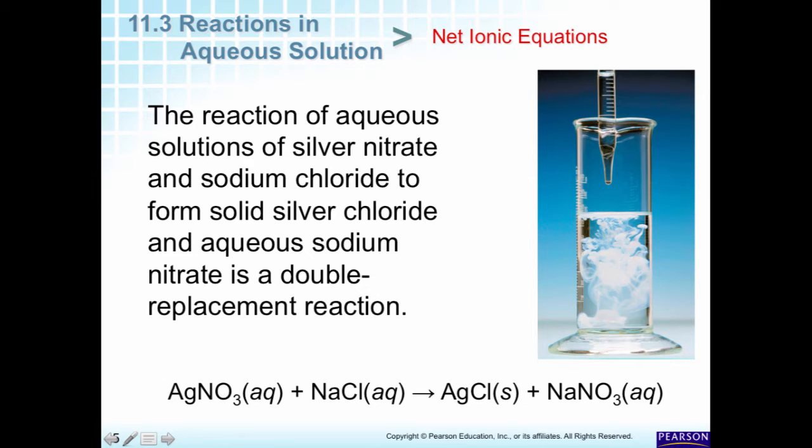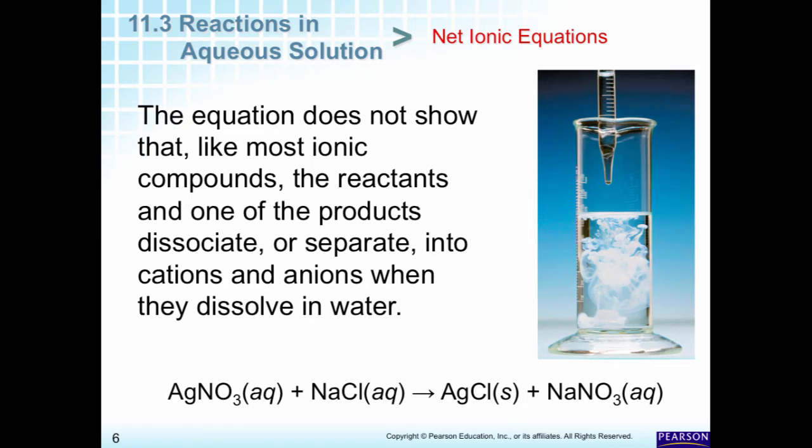So these are two solutions. When you mix them together, you end up getting silver chloride. Notice sodium nitrate is aqueous. This means sodium and nitrate ions are still swimming around in the beaker. Sodium was swimming around and nitrate was swimming around in the other two beakers, so these have not changed. The only things that have changed are the silver and the chloride. So they are going to end up in our net ionic equation.